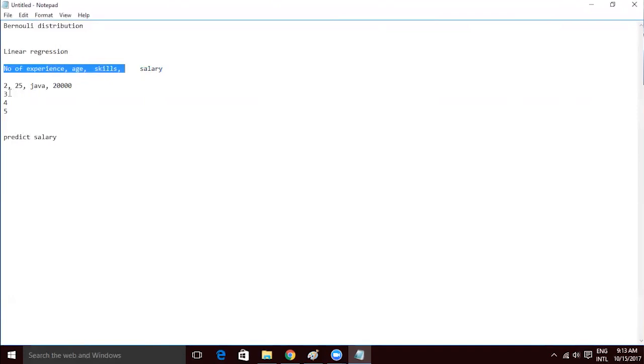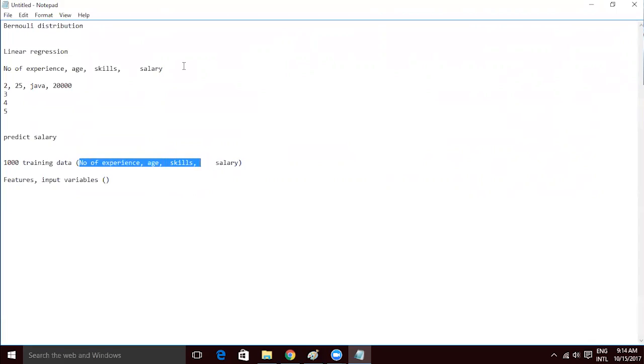Assume that I got some 1,000 training data. Training data basically consists of number of experience, age, skills, and salary, which means we have features and targets. We call the input a feature, or an input variable. Anything is fine, but in research papers everyone talks about features instead of input variables. Our features are number of experience, age, and skills, and our target is salary.